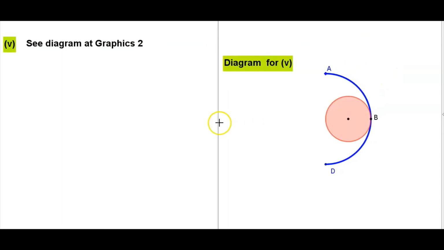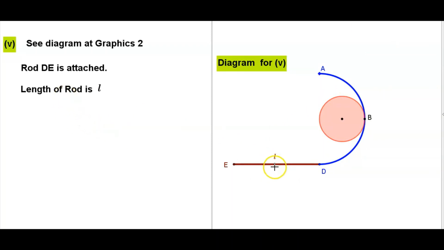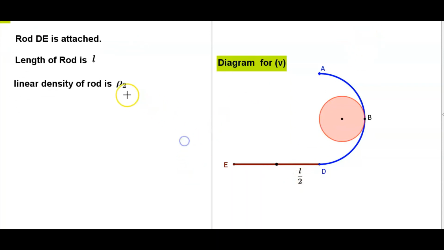This is the wall clock. We fixed a rod DE. Rod DE is attached, and now this is kept on a table. Length of the rod is L. This one half L is the center of gravity, therefore L by 2. Linear density of the rod is rho 2, same as the circular wire. Rho 2 is given.